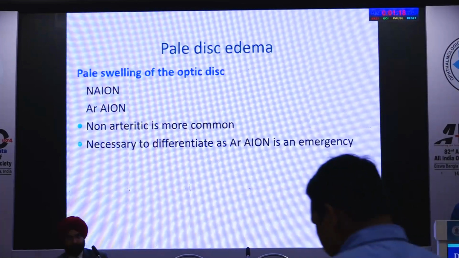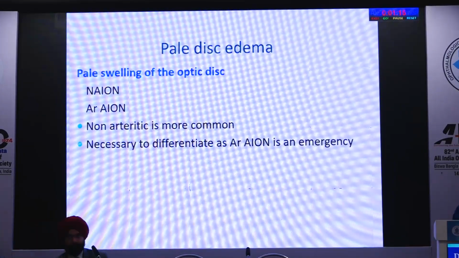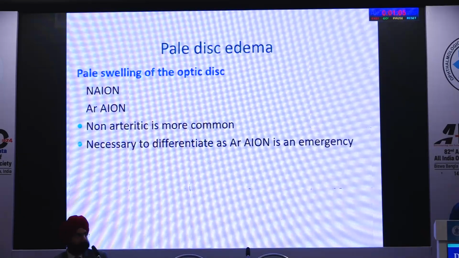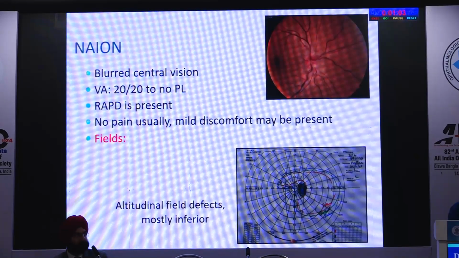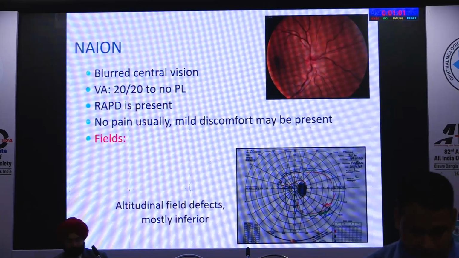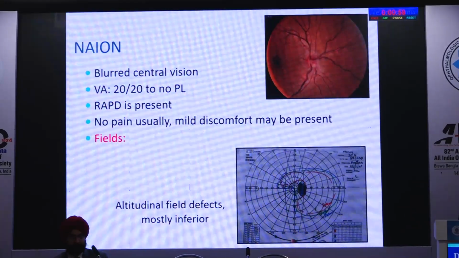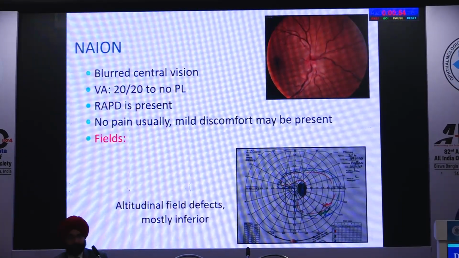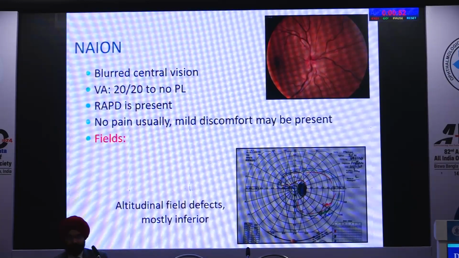In a pale disc edema, you're looking at an arteritic or a non-arteritic ischemic optic neuropathy. Non-arteritic forms are the sheet anchor of them. It's very rare to see an arteritic, but it is important to differentiate it because arteritic AION is an emergency. The NAION would present in a middle-aged or older patient with vision or field loss, particularly altitudinal field loss, a sectoral disc edema, or going on to a sectoral atrophy, and the other eye being a small disc.